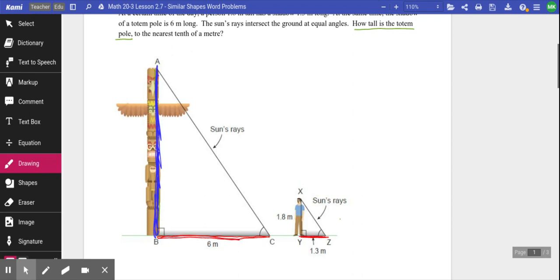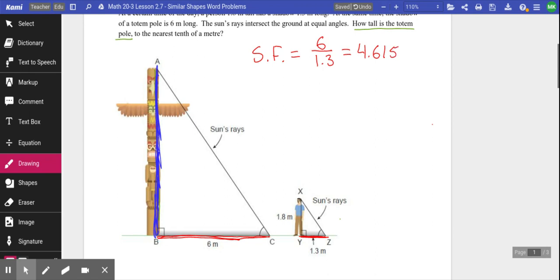For us, our scale factor is new divided by old. I like to do big divided by small when it's word problems. So the big side is 6. The small side is 1.3. If I throw that into my calculator, I'll figure out what I'm multiplying by to get my bigger triangle. In this case, 6 divided by 1.3 is 4.615, and that's enough. We just need to do 3 decimals.